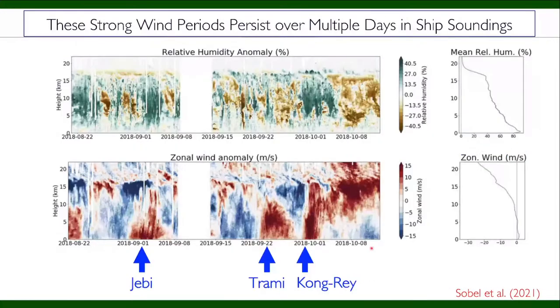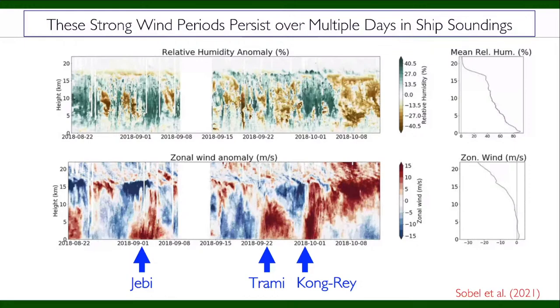These strong wind periods, as I mentioned, lasted multiple days. And so this bottom panel here shows zonal wind anomalies from sounding observations from the RV Thompson when we were out in the field during PISTON. Typhoon Jebi occurred during this first period here at the beginning of September. And you can see that these very strong west winds associated with Typhoon Jebi lasted for about a week.